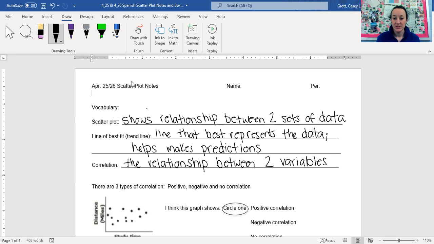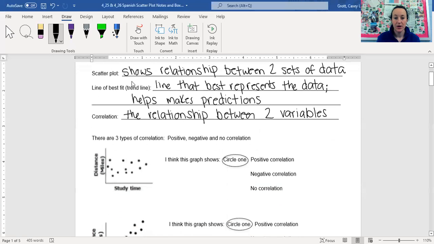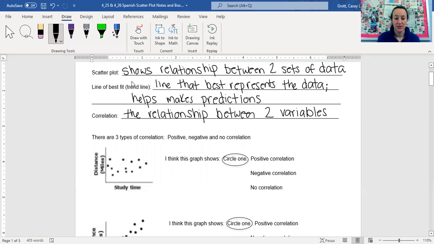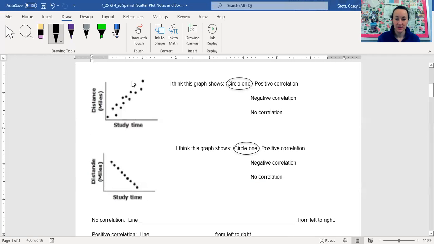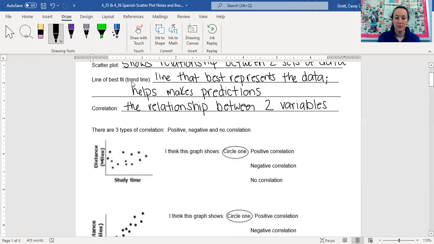What I want you guys to do, if you look down below, there are 3 different scatter plots. Here's one, this is also a scatter plot, and this is also a scatter plot. They all look a little different, but our variables are study time and distance. There are 3 different types of correlation: positive, negative, and no correlation. If you were to take a guess right now, what type of correlation do you think this is? Positive, negative, or no correlation?